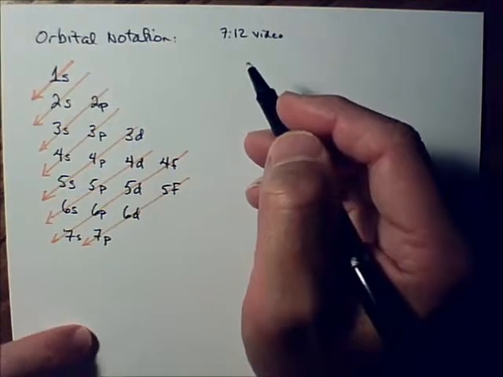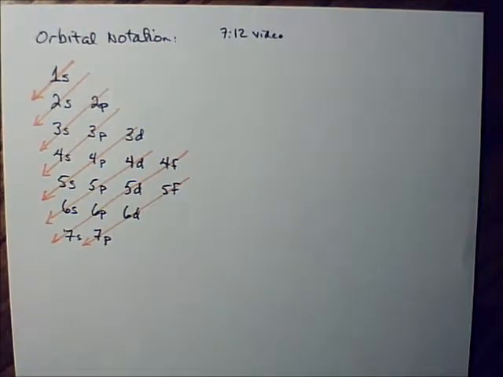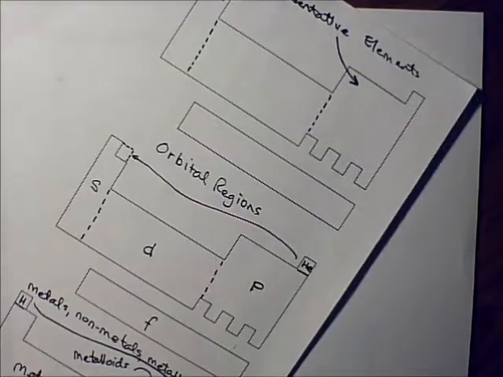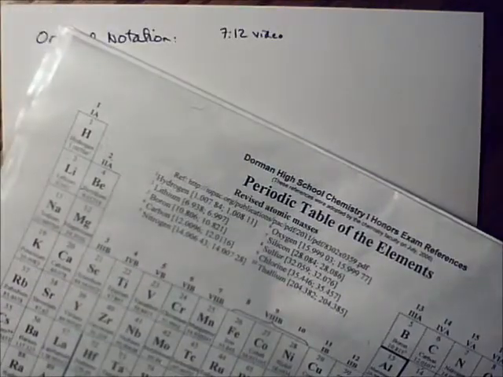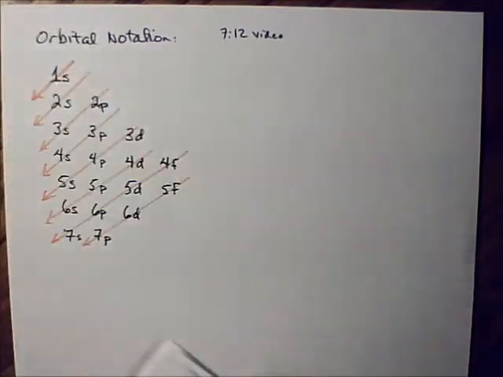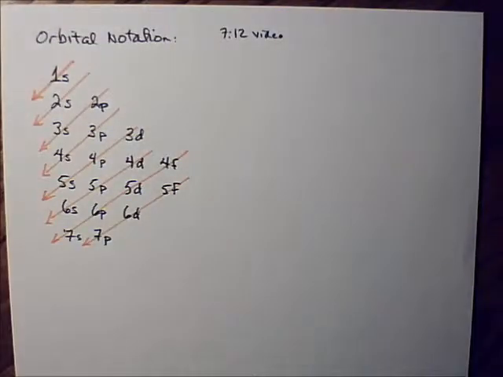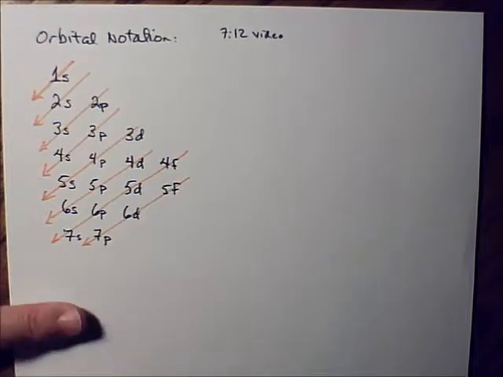All right, we're going to start with the very first element. Get out your periodic tables and make sure you have close by the periodic table outline that shows the orbital regions. You need both these tools, the periodic table and the orbital regions outlined, to help you with this activity.